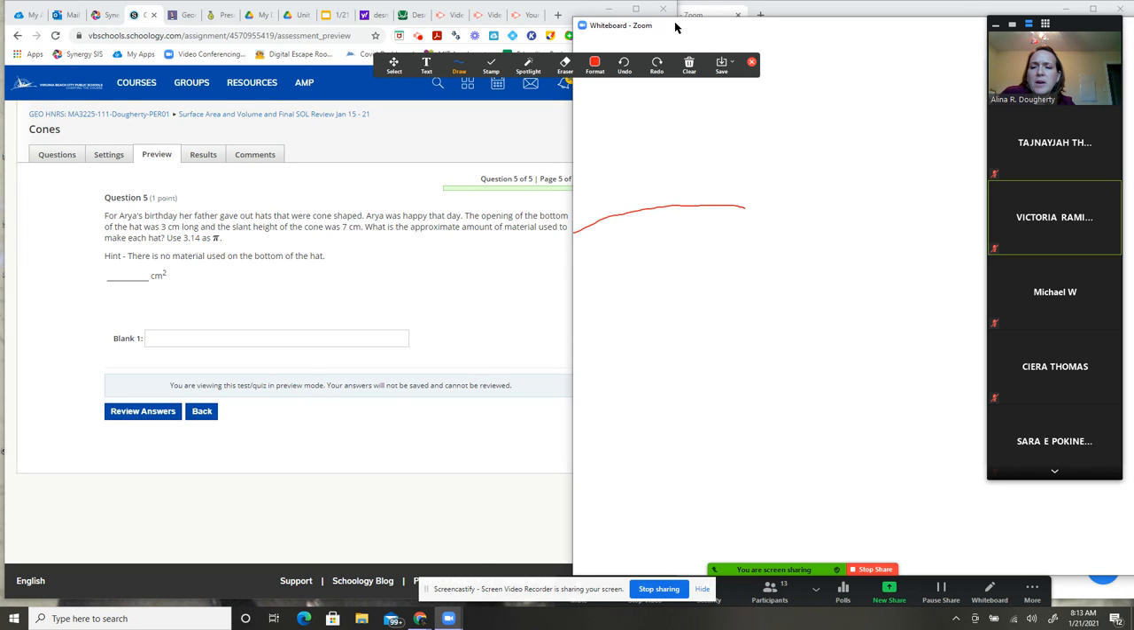Ariana's birthday, her father gave out hats that were cone shaped. Ariana was happy that day. The opening of the bottom of the hat was 3 centimeters long. So that sounds like a diameter to me. With a slant height of 7. What is the approximate amount of material used? So I'm looking for surface area.